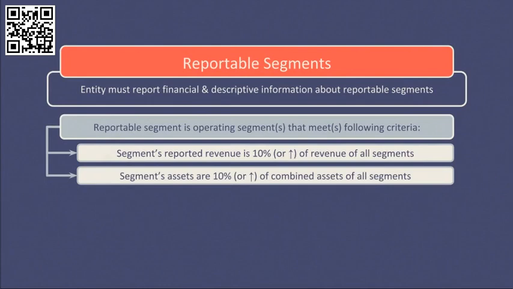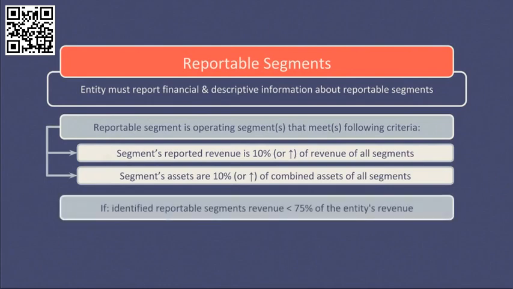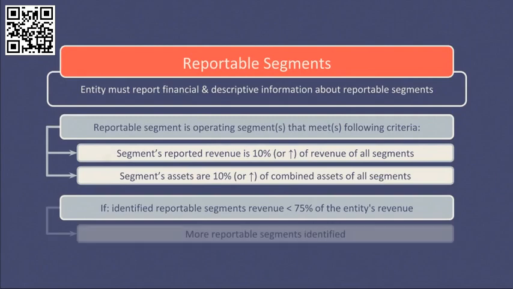If you have identified reportable segments, but their total external revenue is less than 75% of the entity's revenue, more reportable segments must be identified until at least 75% of the entity's revenue is included in reportable segments. These later segments don't have to meet the 10% quantitative thresholds.